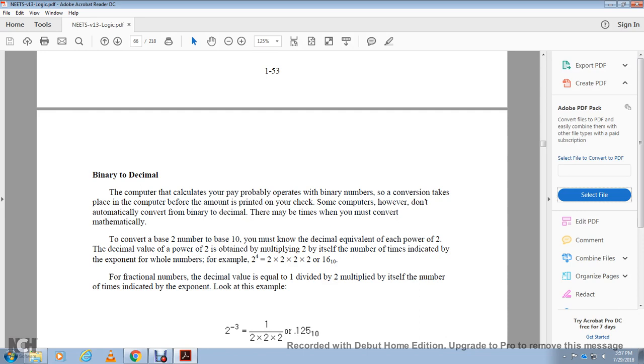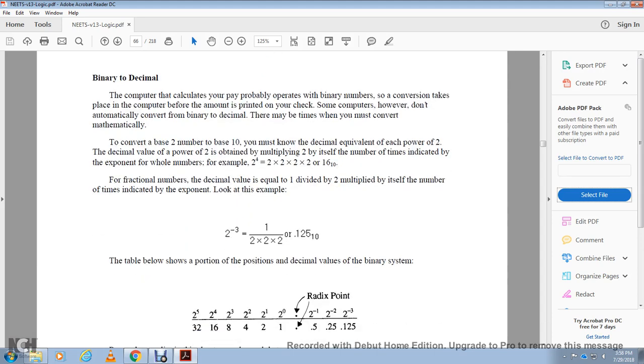The decimal value of a power of 2 is obtained by multiplying 2 by itself the number of times indicated by its exponent for whole numbers. 2 to the 4th equals 16 decimal. For fractions, the decimal value is equivalent to 1 divided by 2 multiplied by itself the number of times indicated by the exponent. Look at an example. 2 to the negative 3rd equals 1 over 2 times 2 times 2, or 1/8 decimal.